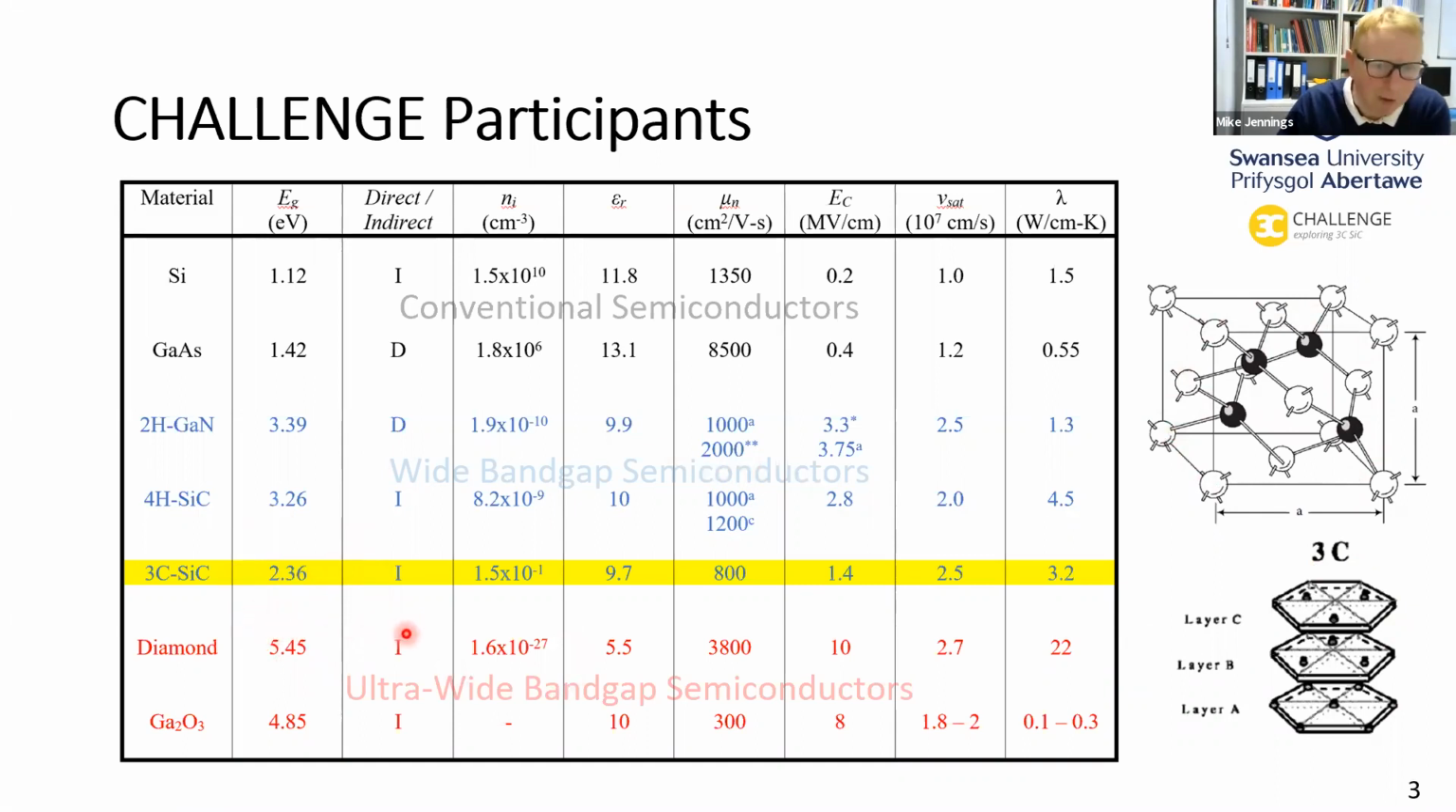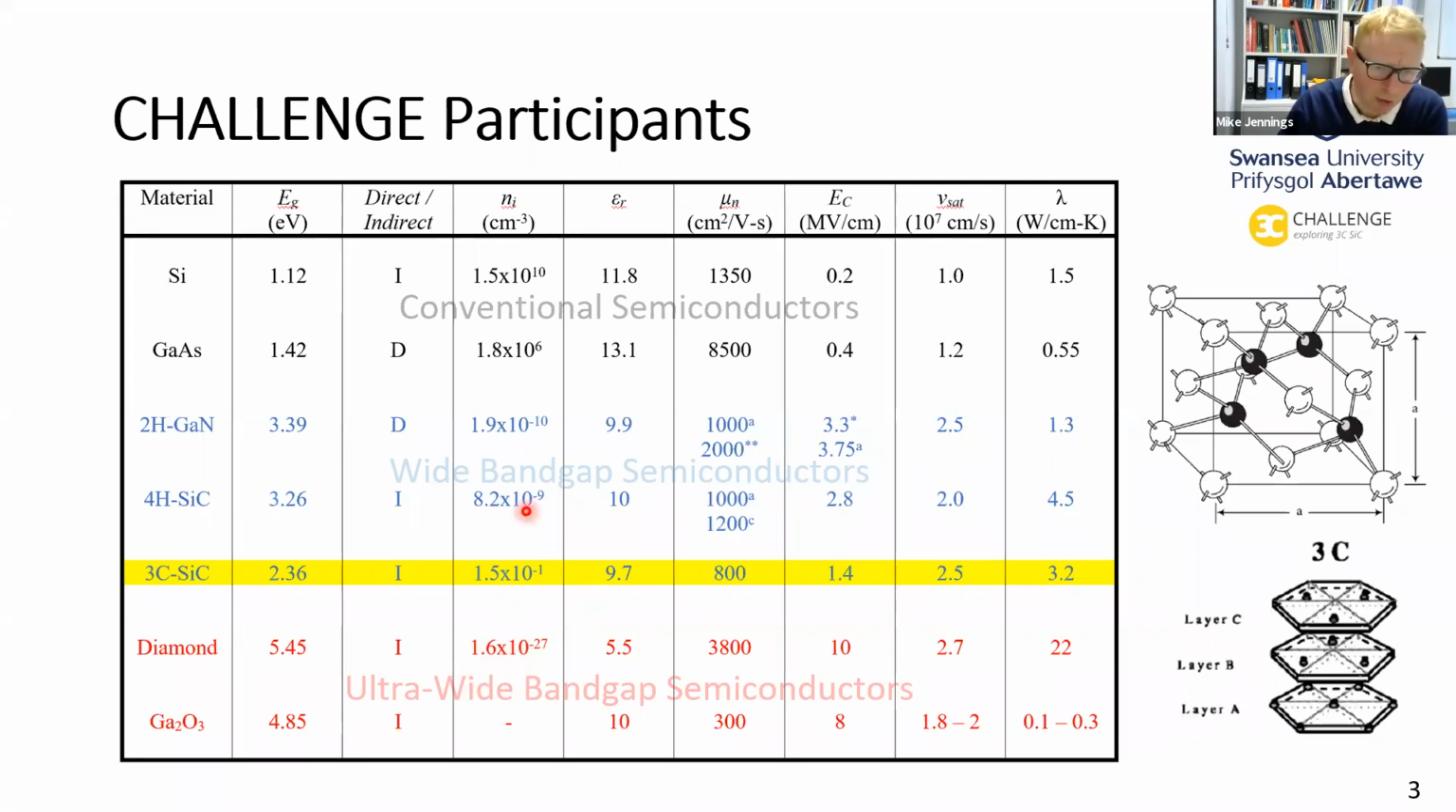So if we look at the properties, the wide band gap gives rise to many other advantageous properties, specifically intrinsic carrier concentration. Again, it lies in between silicon and 4H silicon carbide. It's around 0.15 per centimeter cubed. This gives rise to high temperature capability.